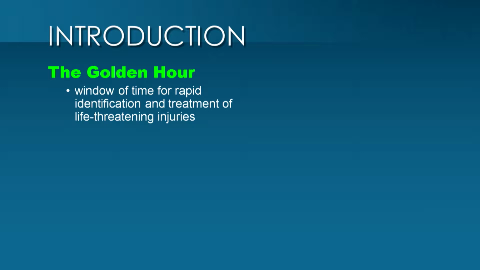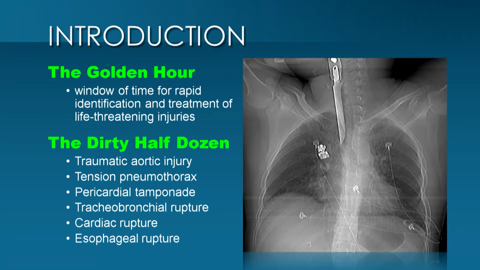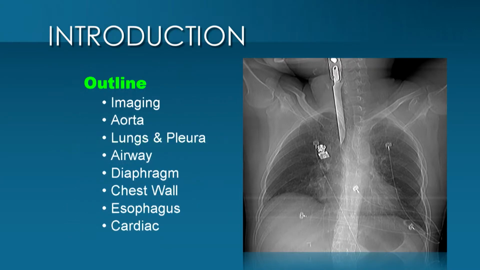Now, the concept of the golden hour when we're dealing with trauma patients is that small window of time to identify and treat life-threatening injuries, and a lot of these are in the chest. You could make very easily this list into a dirty dozen, but the first half dozen are the particularly lethal ones: the traumatic aortic injury, tension pneumothorax, pericardial tamponade, tracheobronchial rupture, cardiac rupture, esophageal rupture, and we could easily extend that to things like knives in the mediastinum. Those things look bad too.